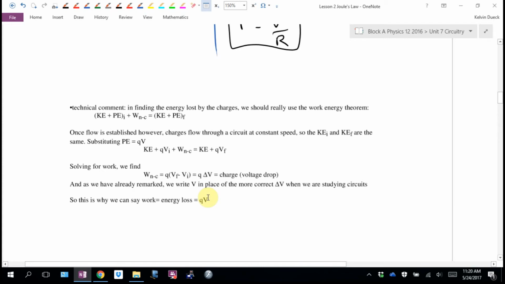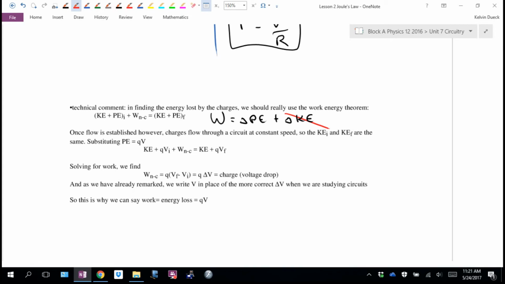We're finding energy lost by the charges. We're finding the work done by the charges. I should really use the work energy theorem, the idea that work is the change in potential plus the change in kinetic. However, once you flip the circuit on, all the charges are moving at a constant speed. If you're moving at a constant speed, what's your change in kinetic energy? And that's why I was able to go to QV and just use that.